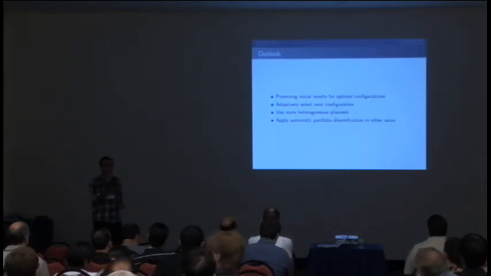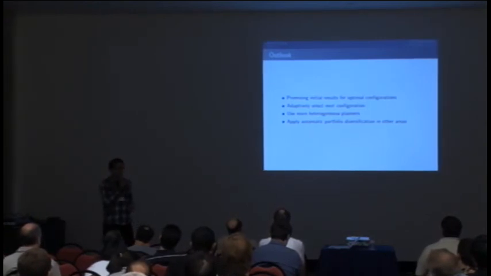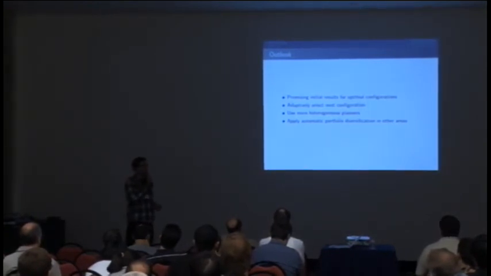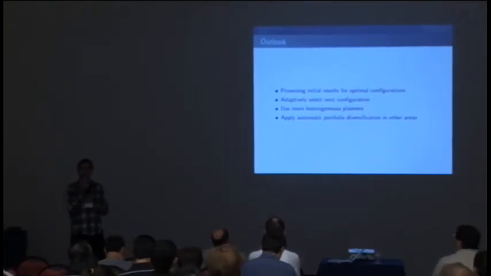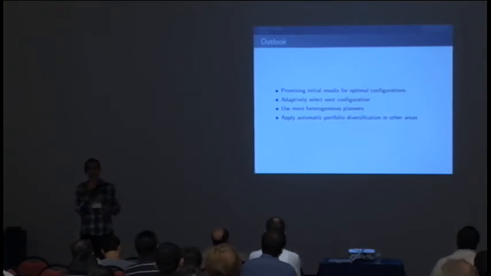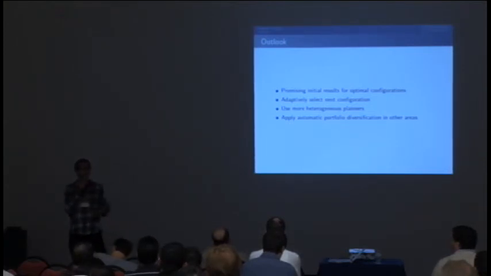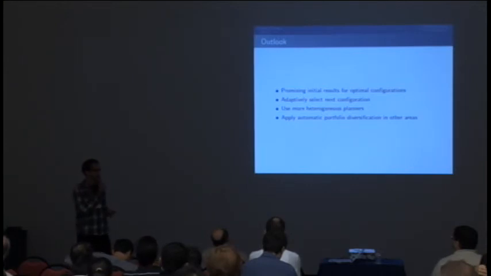We used this method also for optimizing configurations and had promising initial results. The next step might be to adaptively select the next configuration while the portfolio is executed and to use more heterogeneous planners. For example, this time we only looked at planners from the Fast Downward code base, but we expect our results to be even better if we use more heterogeneous planners.